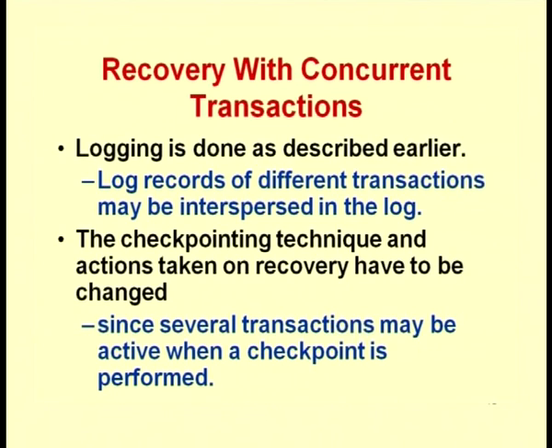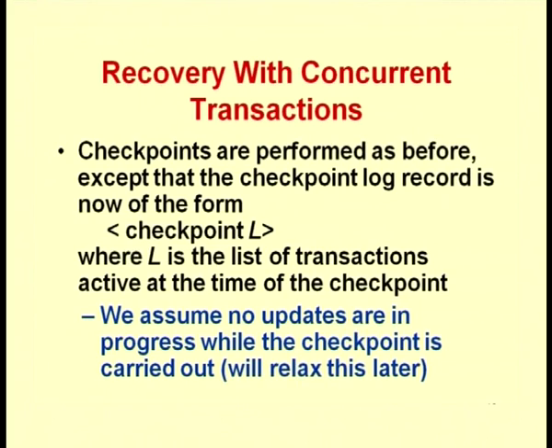With concurrent transactions, logging is done as already described. Log records of different transactions may be interspersed in the log, and the checkpointing technique and the actions taken during recovery have to be changed, because now we are talking about several transactions which may be active when a checkpoint is performed. Checkpoints are performed as before, except that the checkpoint log record is now of the form checkpoint L, where L is the list of transactions active at the time of the checkpoint. We make one assumption: no updates are in progress while the checkpoint is carried out. You can relax this later, but as of now we will assume that.